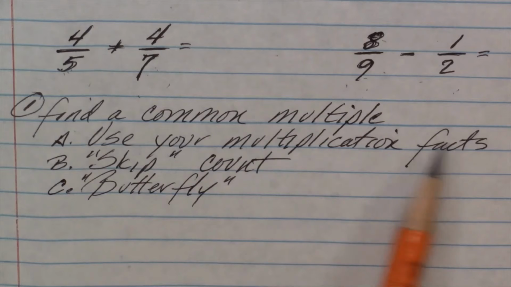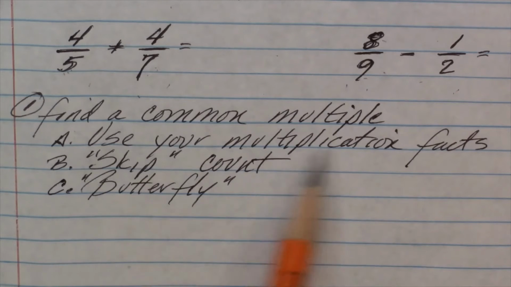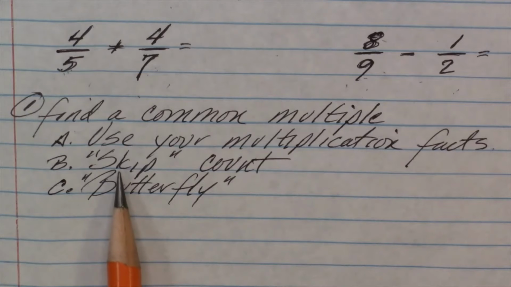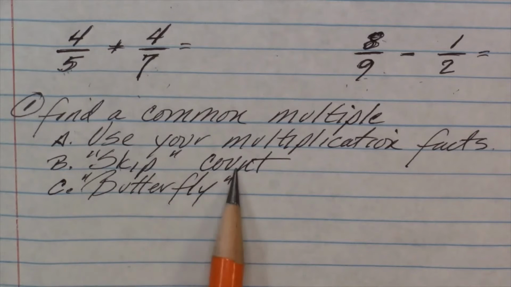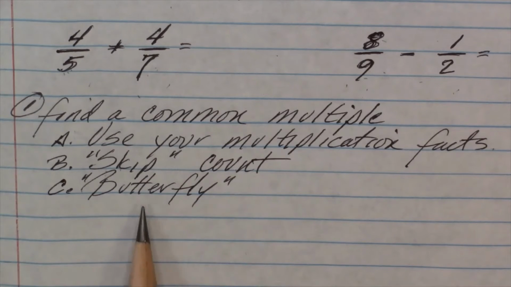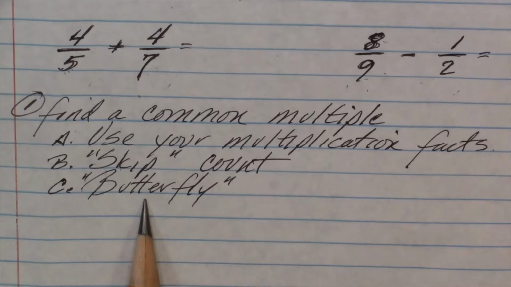So it says find a common multiple. Now you can use your multiplication facts. I can show you again how to use skip counting. You can skip count to find it. And for lack of a better word, I called it butterfly. And what you do there, I'll explain when we get there.